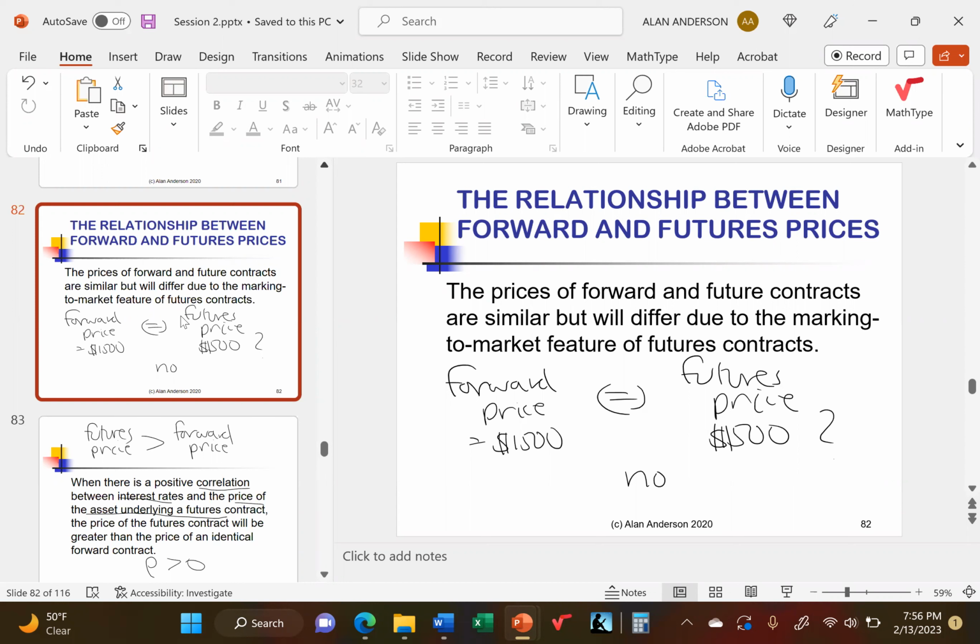So because this is kind of complicated, I think we've earned our break right about here. We'll knock it off for about 15 or 20 minutes. And when we recover, we'll come back here and look at what exactly can cause a difference between forward and futures prices. Okay, so we'll come back in a bit and carry on with this. All right, so see you in about 15 or 20 minutes.